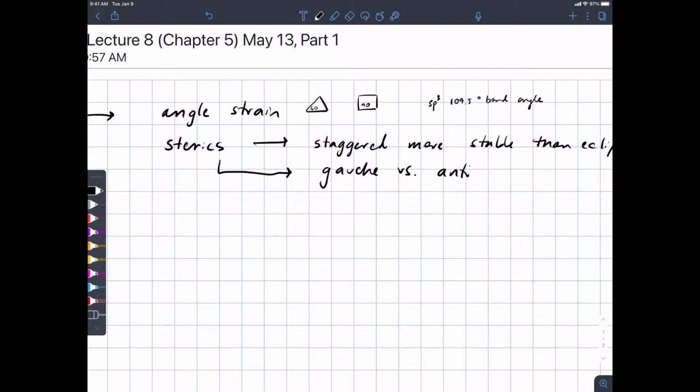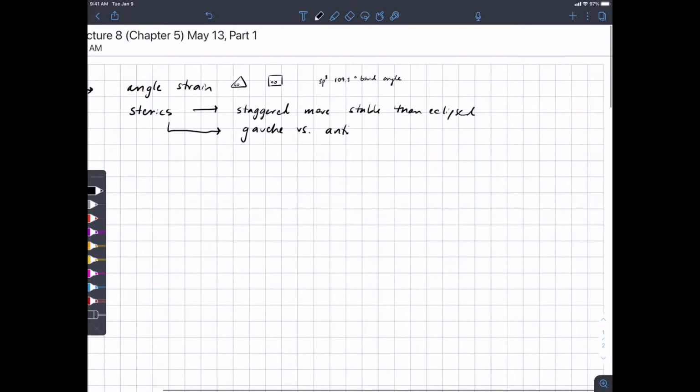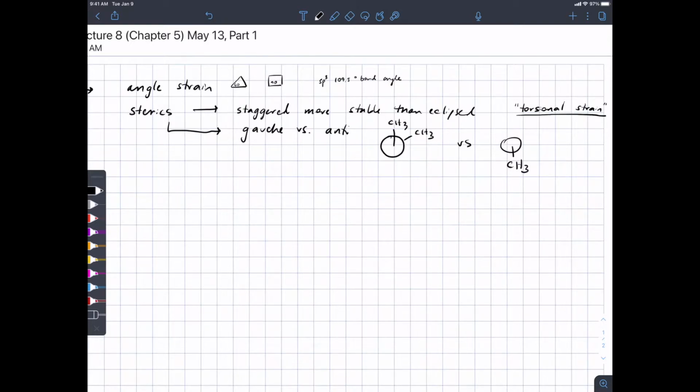And then the other kind of strain your text talks about is torsional strain, and I don't really make this distinction. Your text uses torsional strain only to describe the fact that staggered conformation is more stable than the eclipsed conformation. It uses the word sterics to talk about having groups gauche versus anti in a Newman projection to describe how this arrangement is less stable than this arrangement.